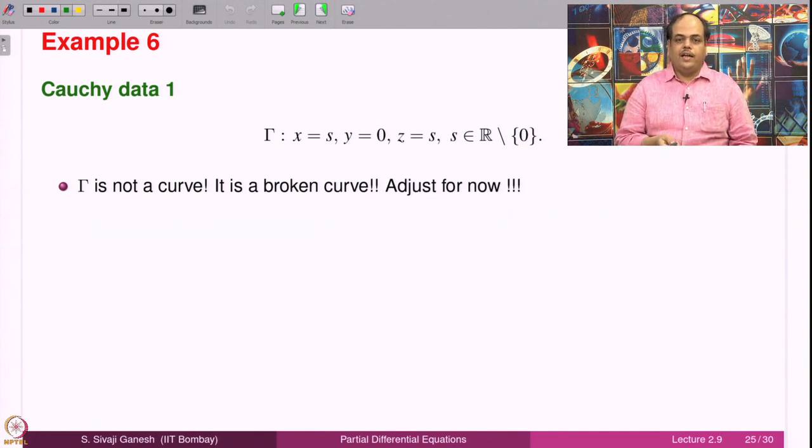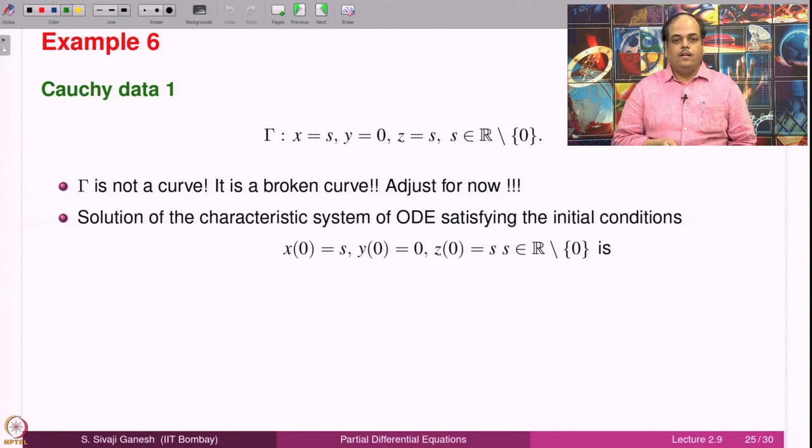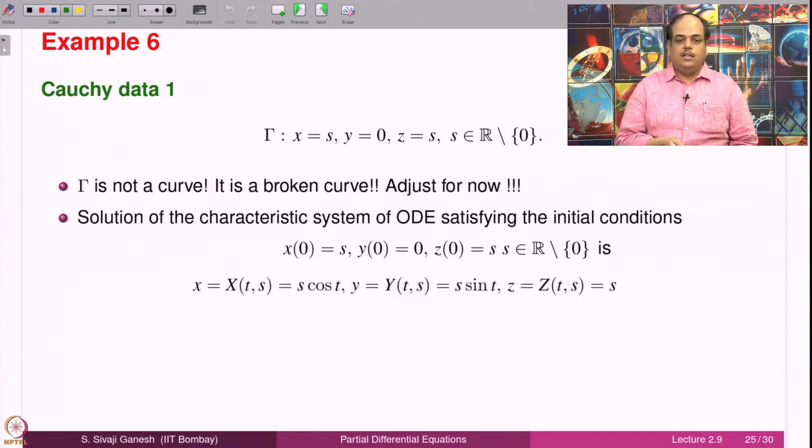I guess one can create similar conditions, but then they look more complicated than this. This is very easy for computation. So, allow me this. I am going to compute with this. So, these are the initial conditions, and then the solutions, as I said, are cos t, sin t for the first two, and z is s.